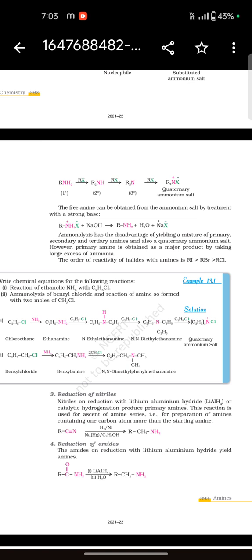Next preparation method, reduction of nitriles. Nitriles on reduction with lithium aluminium hydride, LiAlH4, or catalytic hydrogenation produce primary amines. This reaction is used for ascent of amine series, that is, for preparation of amines containing one carbon atom more than the starting amine. RC triple bond N reacts in presence of H2/Ni, or Na(Hg)/C2H5OH, and gives RCH2NH2. Reduction of amides: the amides on reduction with lithium aluminium hydride yield amines. RC double bond O NH2 reacts in presence of LiAlH4 and water, and gives RCH2NH2.